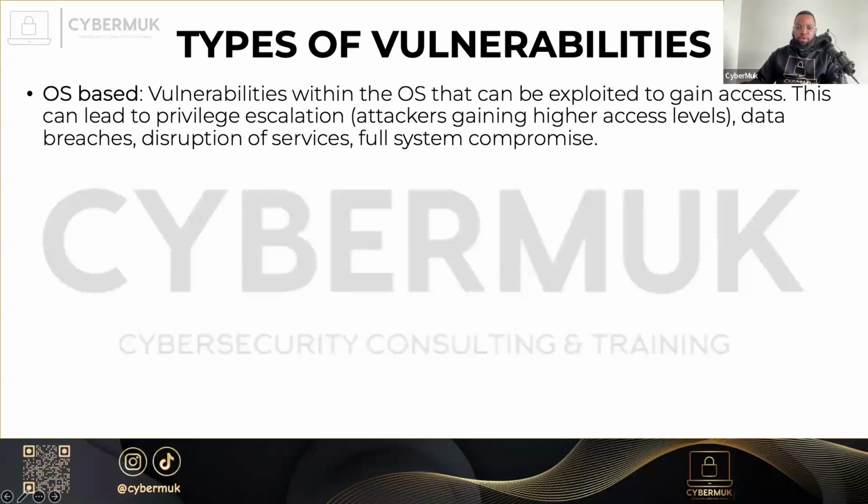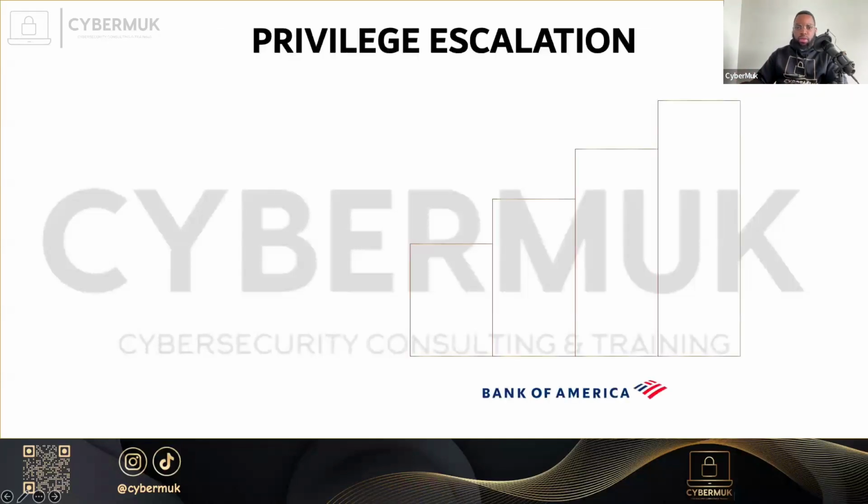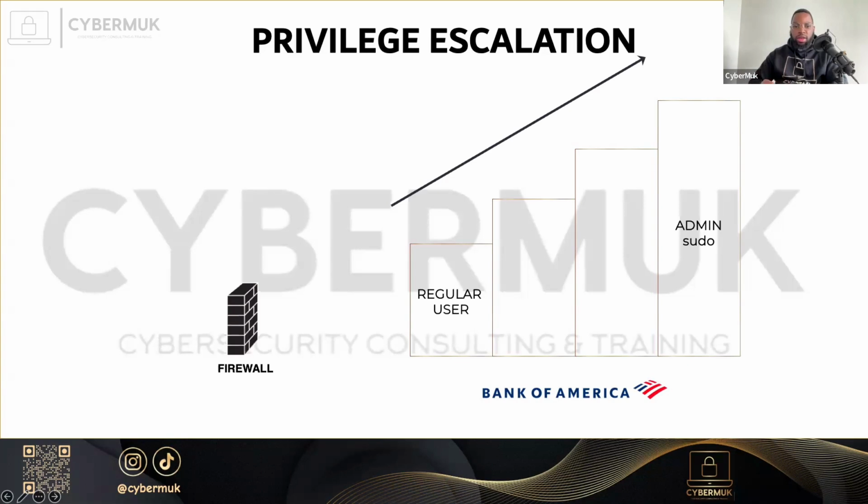What do we mean by privilege escalation? Here is an example right here. Imagine you have Bank of America and their hierarchical system, from regular users and interns at the bottom, and at the top you have admins and super admins. And then in their network they have a firewall, and you have a hacker who tries to break in. First, when he tries to break into the system, a flag is raised by the firewall, but then he successfully gets into the network.